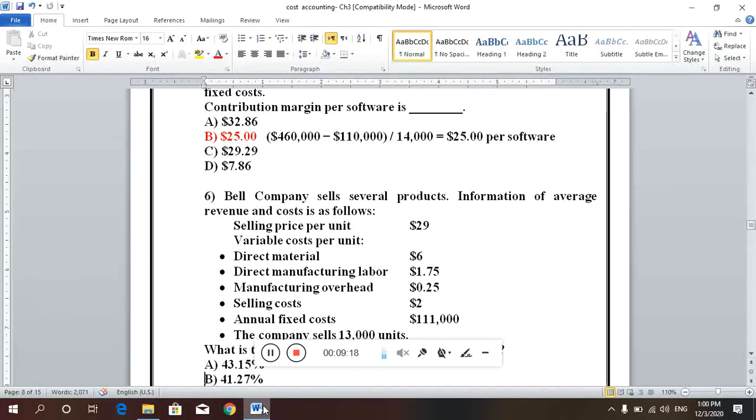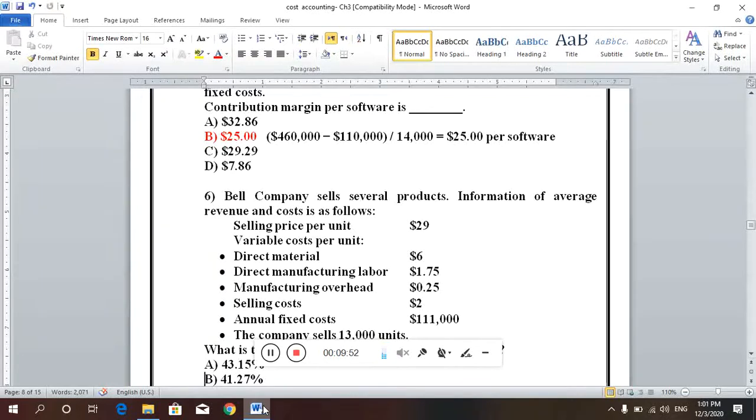Information of average revenue and costs is as follows. He gave me some information related to revenues and costs. Selling price per unit is equal $29. Variable costs per unit are divided into sub-elements: direct material $6, direct manufacturing labor $1.75, manufacturing overhead $0.25, and selling cost is $2.